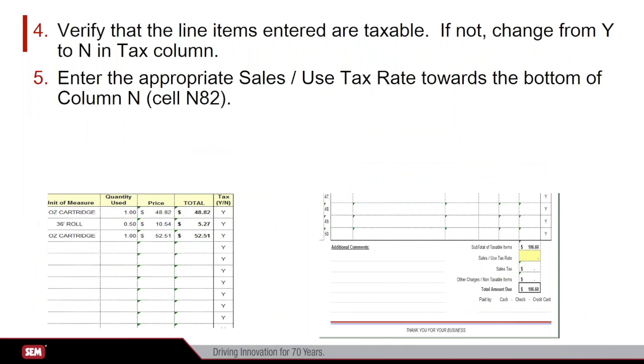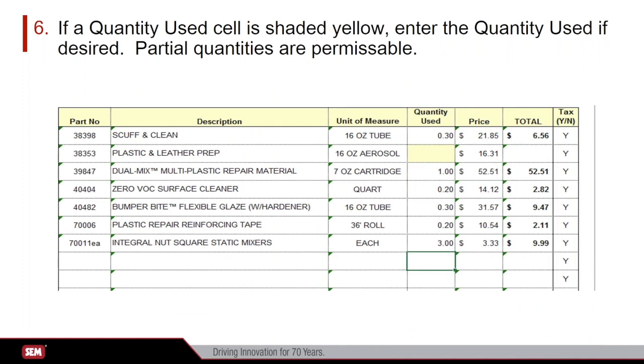So tax is a thing, and in different states that I work in, there are certain items that are taxable and certain items that are not, or it could be one way or the other. But we give you the option in this tool to select each item taxable or not, and then of course down there in N82 you can clearly add your tax rate for your area.